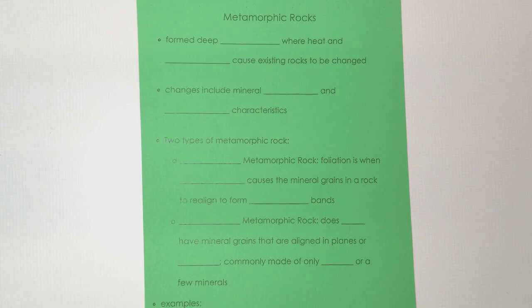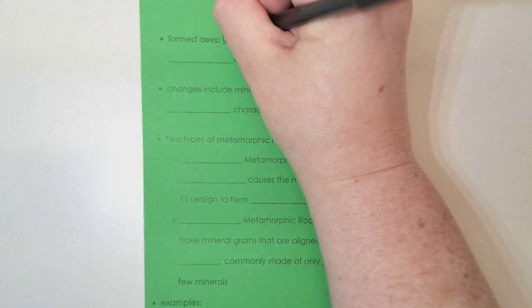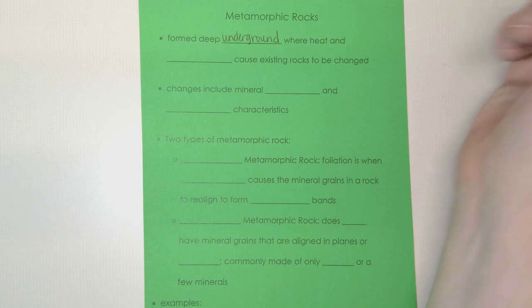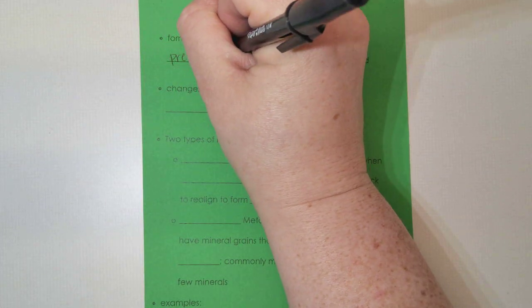The last type of rock that we're going to look at are called metamorphic rocks. We're going to take these notes on the green piece of paper that's available at the table. Metamorphic rocks are formed deep underground. That's our first blank, underground, where heat and pressure cause existing rocks to be changed.